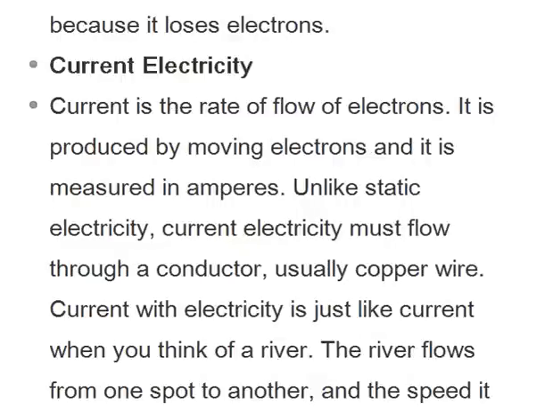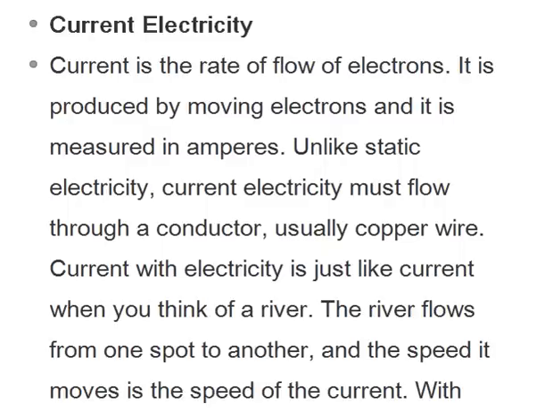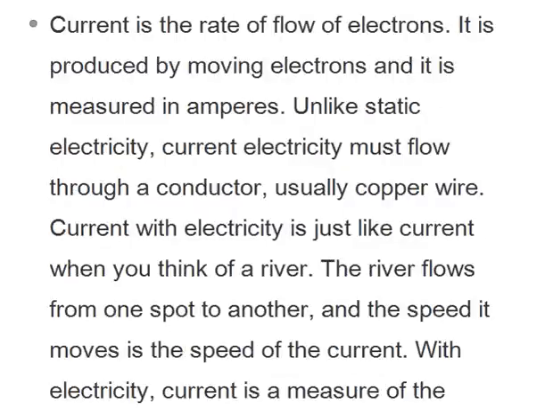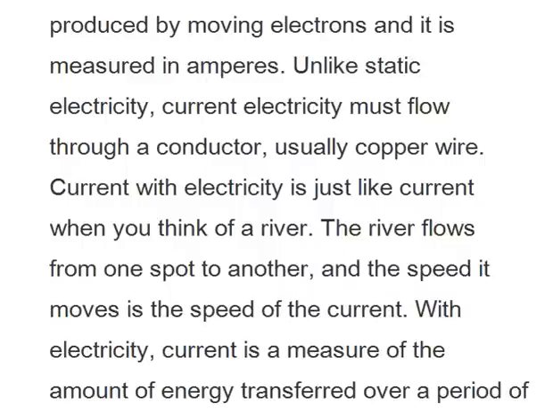Current electricity. Current is the rate of flow of electrons. It is produced by moving electrons and it is measured in amperes. Unlike static electricity, current electricity must flow through a conductor, usually copper wire.